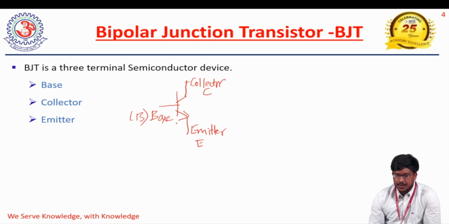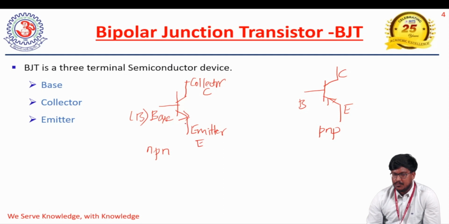The symbol we represented here, we call the NPN transistor or NPN BJT. This is the symbol for the NPN transistor. And we have one more type of BJT, whose symbol we represent like this. This is base, this is collector, this is emitter, and the current flow will be like this. We call it a PNP BJT or PNP transistor. The arrow mark indicates the direction of the current flow. Based on the direction of the current flow, we have two types: the NPN transistor and the PNP transistor.